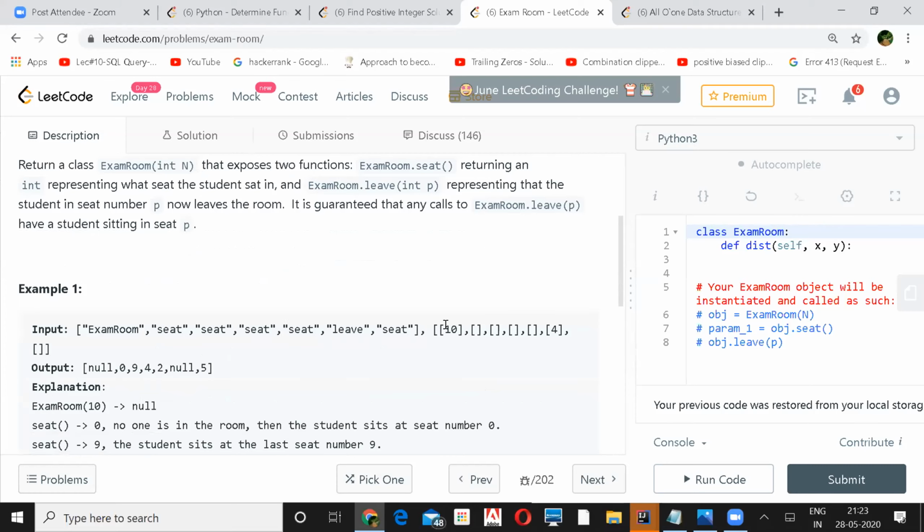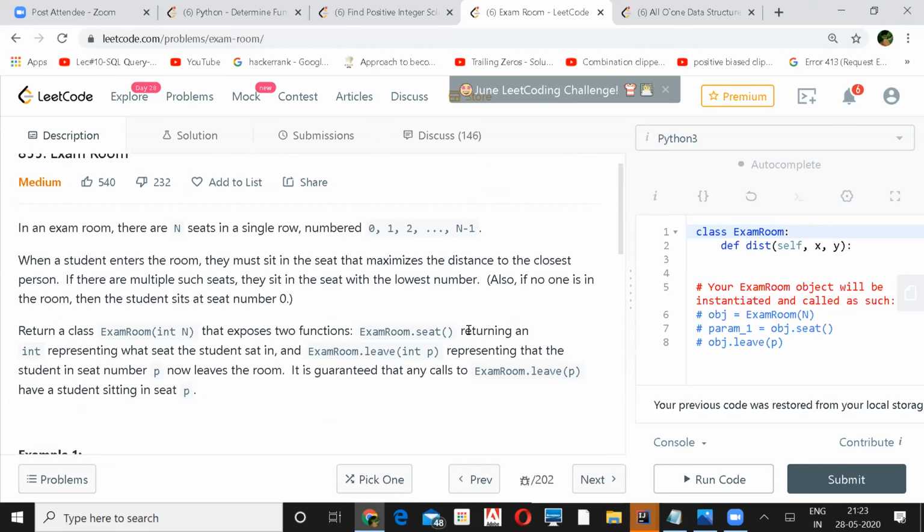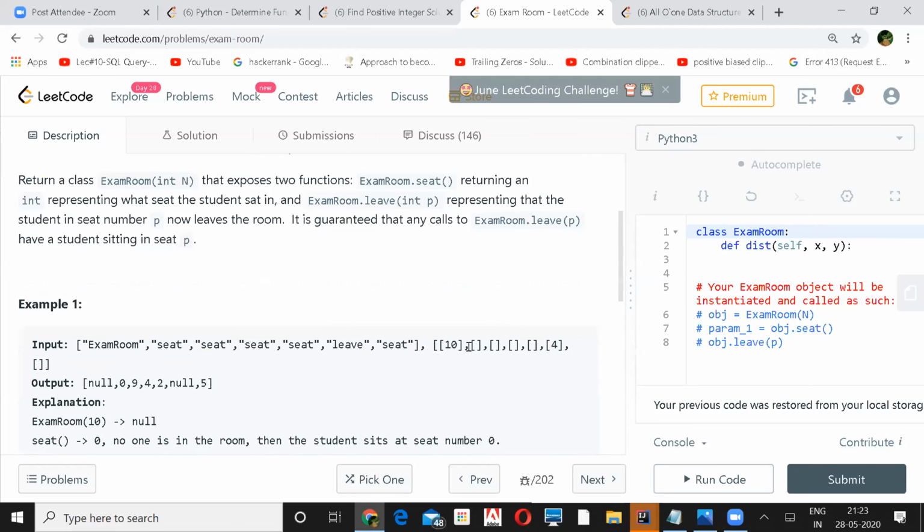For example, the room is empty. So according to the rule, the student sits at 0. And again, next, the student should sit at the farthest seat. You take 0 plus 9 by 2, which is 4, and then he has left.